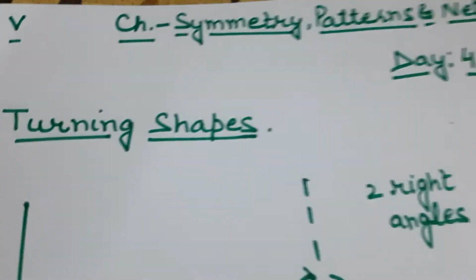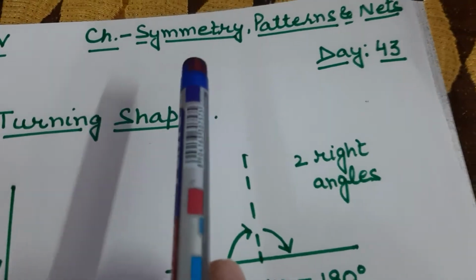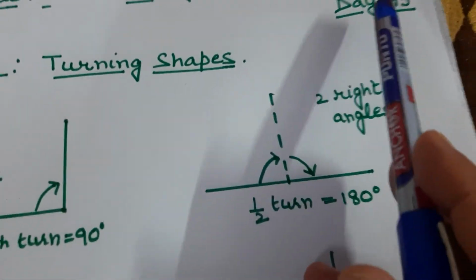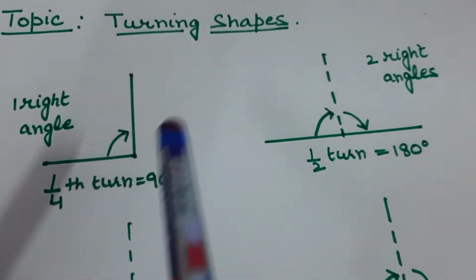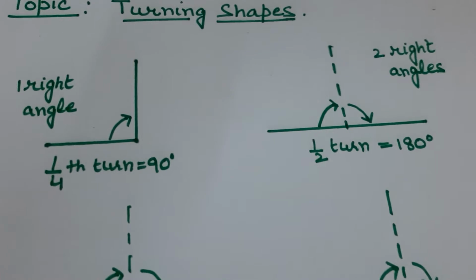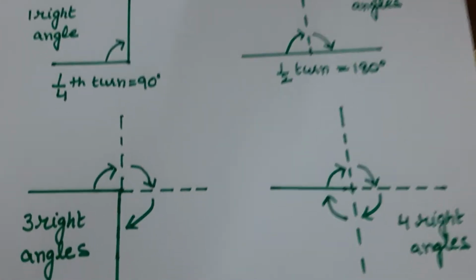So students, as you know, we are doing chapter symmetry, patterns and nets. So today our topic is turning shapes. Okay, so there are actual 4 turns. So we will discuss one by one.